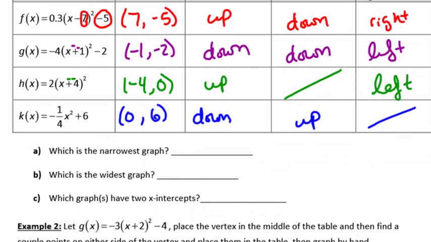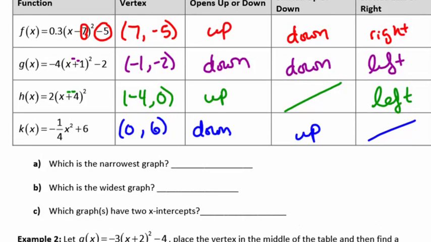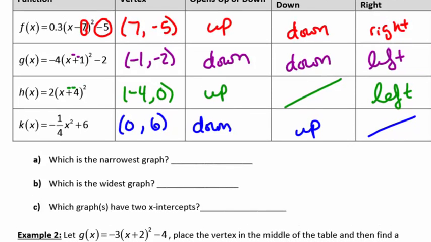Which of these graphs is narrowest? Remember that narrow depends on A, and I want to have the largest absolute value of A. So the largest absolute value of A is going to be on g. 4 is the largest value there. Widest, I want the smallest absolute value, and since 1/4, 0.25, is smallest, it's smaller than 0.3, k of x is going to be the widest.